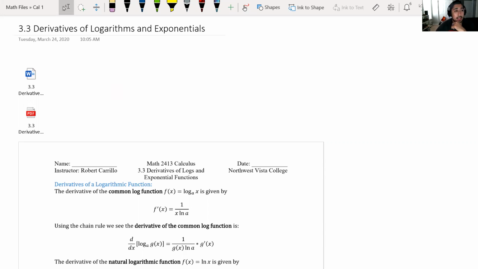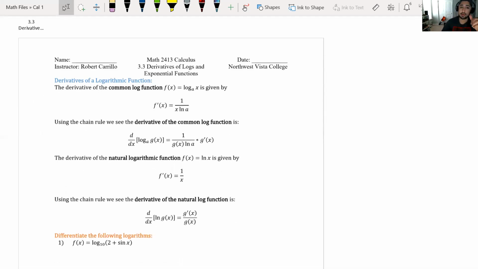Okay. So again, here's the OneNote. Remember, you can download the Word file and the PDF on the OneNote. Okay, so this is our last lesson before your exam. So this is derivatives of logs and exponential functions.